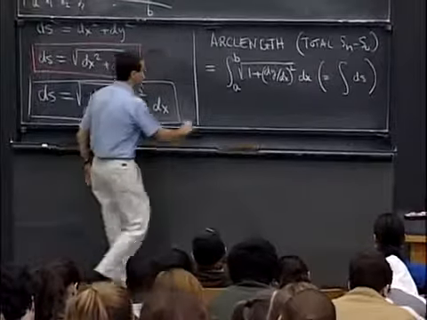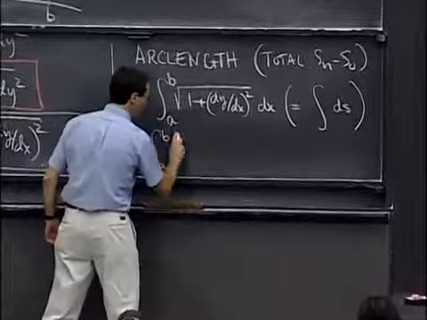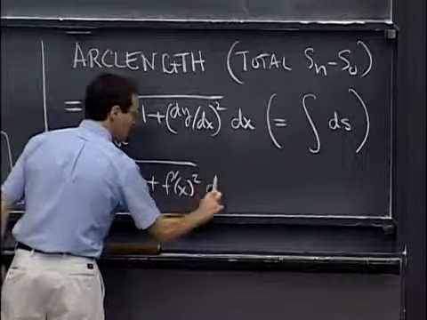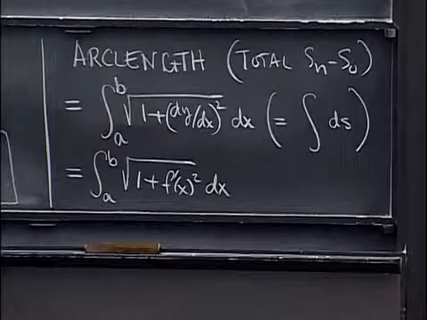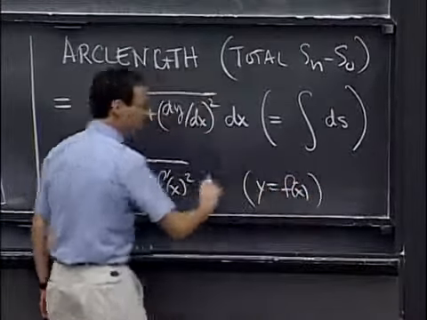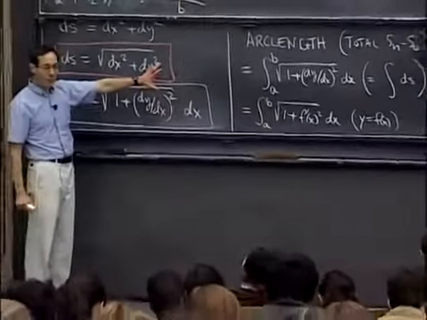So that's one way of writing it. And of course, the second way of writing it, which is really practically the same thing, is the square root of 1 plus f prime of x squared dx, mixing in a little bit of Newton's notation. And this is with y equals f of x. All right, so this is the formula for arc length.